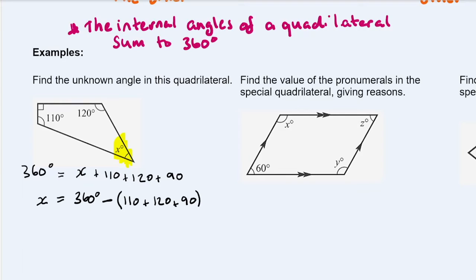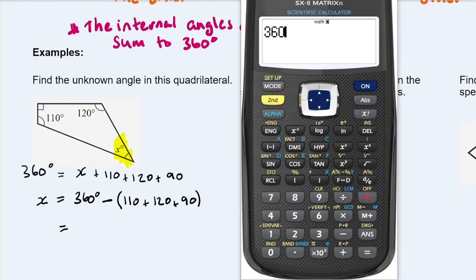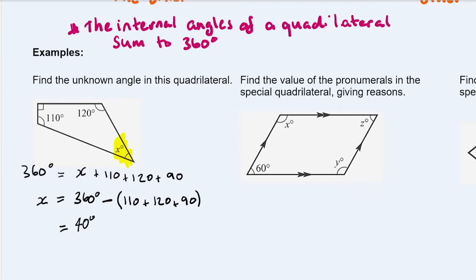Okay, and then we're going to work that out on the calculator. We can just type that straight into our calculator. 360 minus, open up our bracket, 110 plus 120 plus 90. Close my bracket, hit equals, and it's going to be 40. Now something that you can do is do it without those brackets, just change those addition signs to subtraction signs and everything will be hunky-dory as long as you get 40 degrees. That's how easy it is.